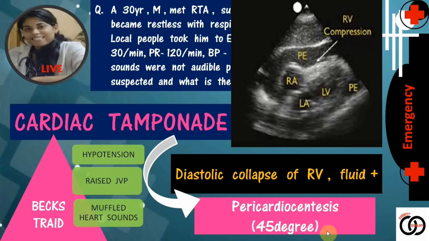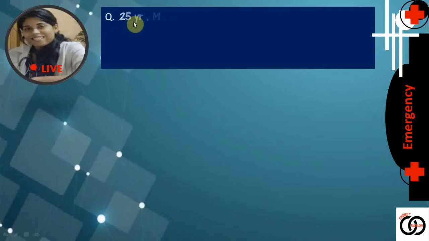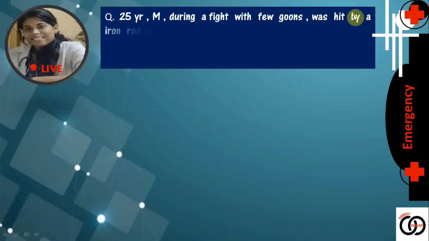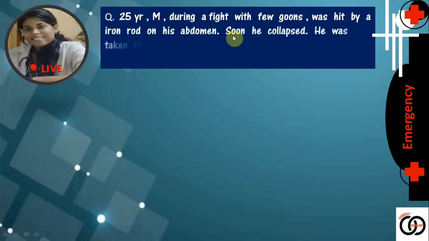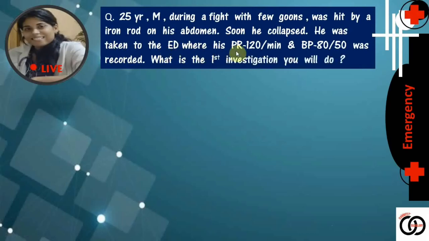Alright, the third case. See the question. A 25-year-old male during a fight with few goons was hit by an iron rod on his abdomen. Soon he collapsed. He was taken to the emergency department where his pulse rate was found to be 120 per minute and blood pressure of 80 by 50 was recorded. What's the first investigation you will do?